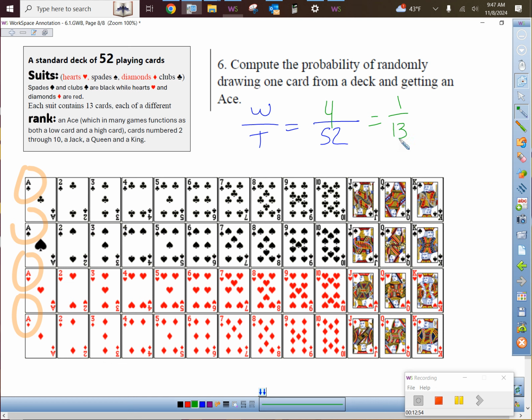I want to add a couple more questions just because it was a short lesson. What's the probability of me pulling out a heart? How many hearts are in the deck? 13 out of 52. Are you with me on that? Which you can reduce. That would be 1/4 chance.